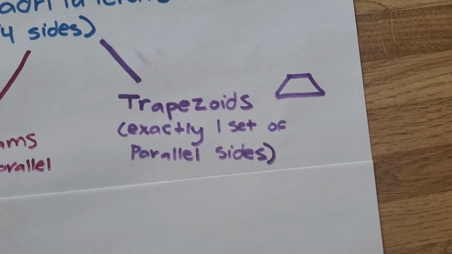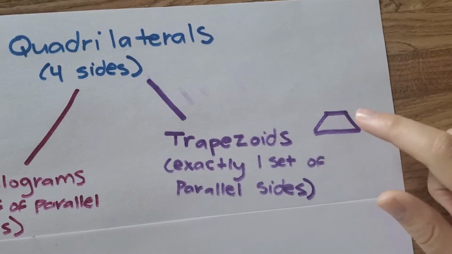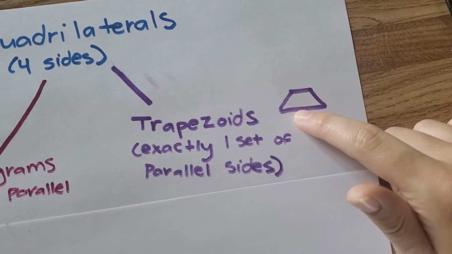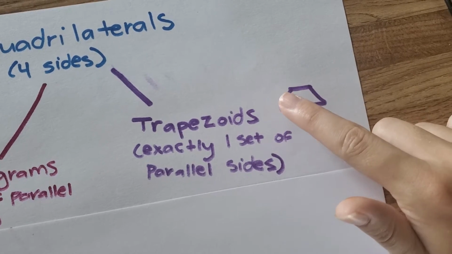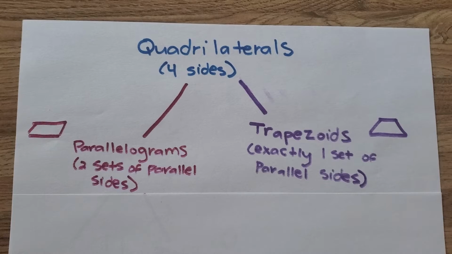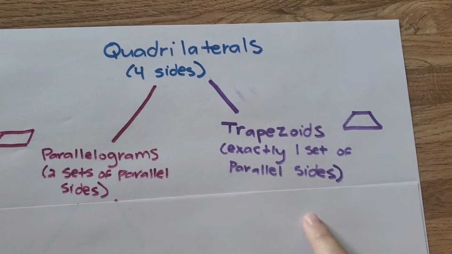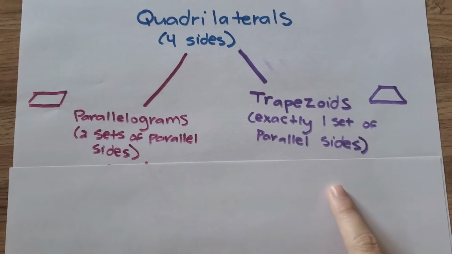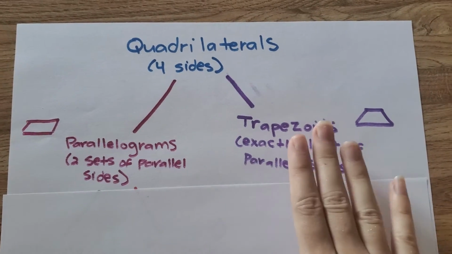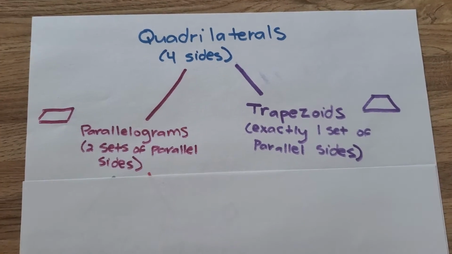Our trapezoids are going to be anything with exactly one set of parallel sides. So if you see here, one set of parallel sides, and then this set of sides is not parallel, so this is a trapezoid. All of our quadrilaterals fall into these categories: parallelograms with two sets of parallel sides, or trapezoids with just one set of parallel sides. Our trapezoid side ends there. If it just has one set of parallel sides, it's a trapezoid.